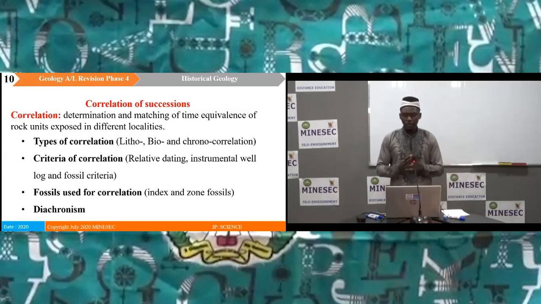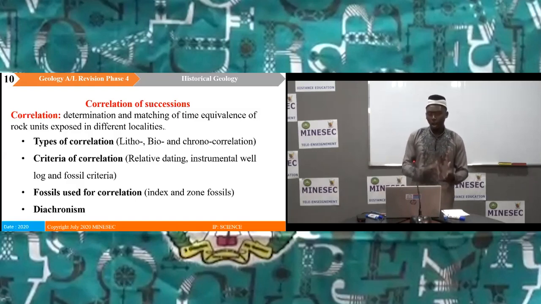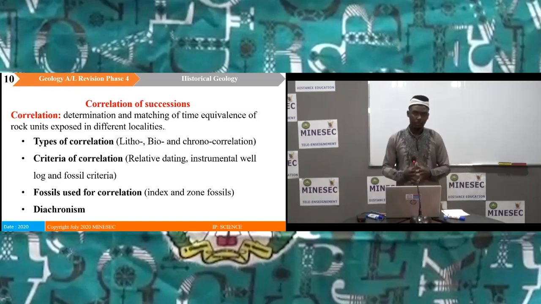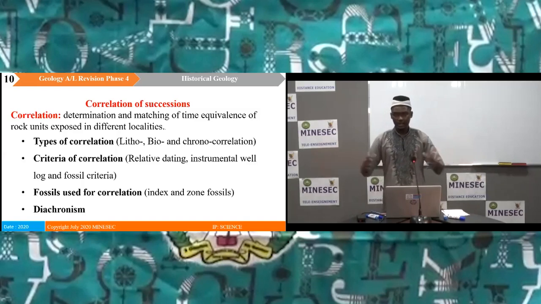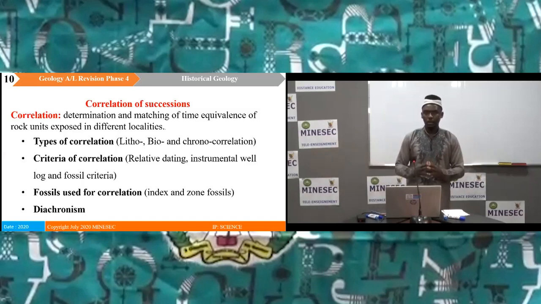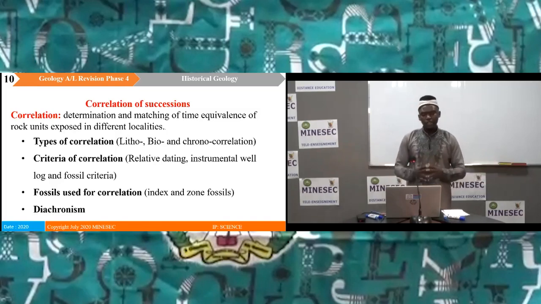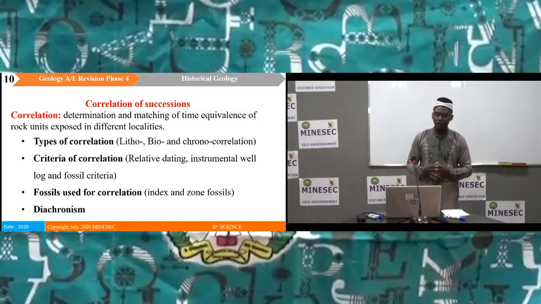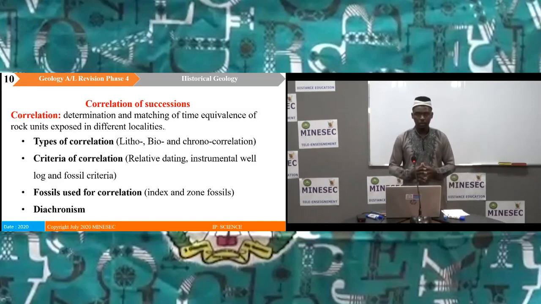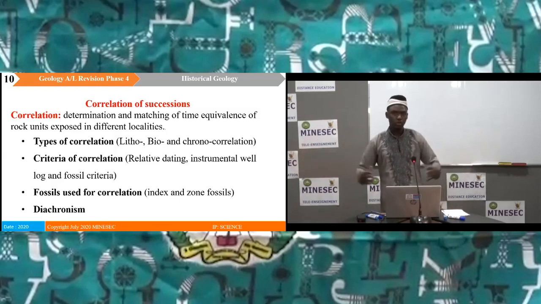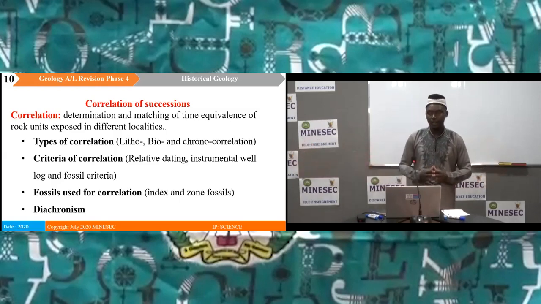Several criteria are used during correlation. This involves relative dating, instrumental well log, and fossil criteria. We take an example of fossil criteria. Rock units that are widely separated, if they have the same fossil, can be considered to be time equivalent and as such can be correlated. Fossils used for correlation are referred to as index or zone fossils. Such fossils possess some characteristics. One, they should be widely separated. They should have a wide geographical distribution so that they can cover a wide range of geographical localities.